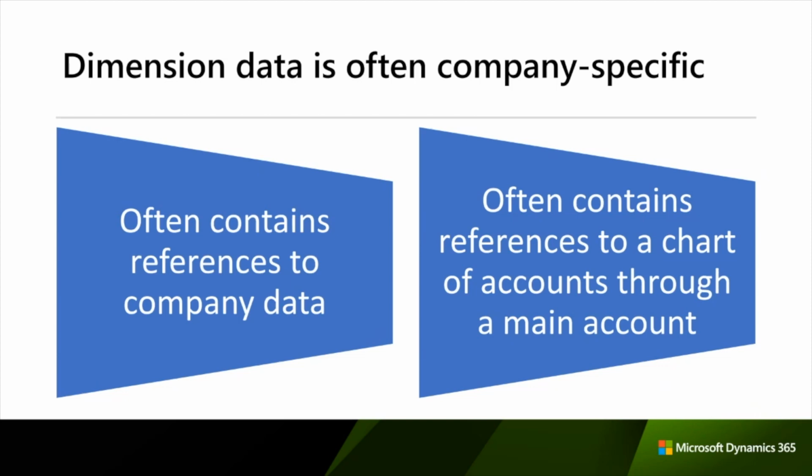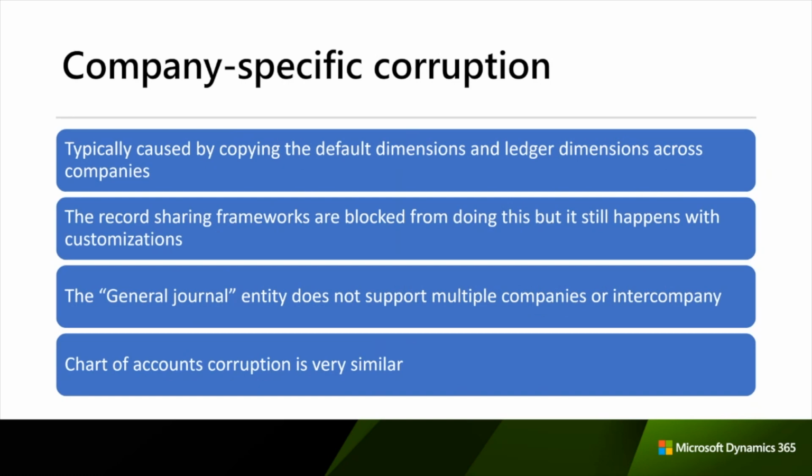Dimension data is company specific, which is why copying it across companies is considered corruption. The dimension data will often reference company data, and it also references a chart of accounts through a main account. And at the end of the day, well, let me not get ahead of myself. Typically, company-specific corruption is caused by copying the default dimensions or ledger dimensions across companies.